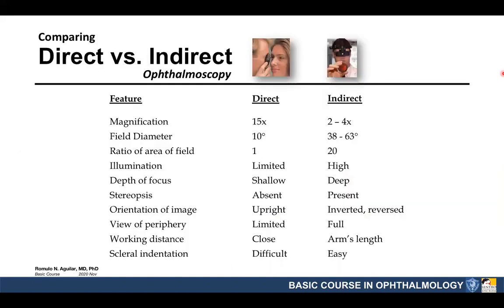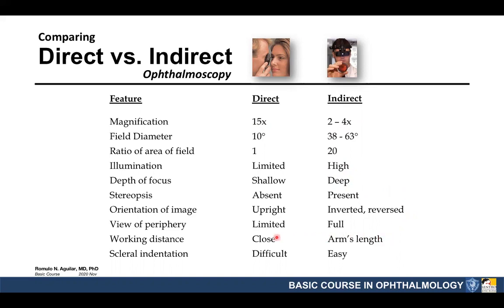So comparing direct and indirect, this is just a summary of what we have talked about. Direct offers good magnification, 15x. Indirect, only 2 to 4, but it has a wider field of view. Illumination is high, penetrates media opacities, moderate to mild. Focus is deep, stereopsis is present, but the image is inverted in reverse and can lead to confusion. Working distance is an arm's length.